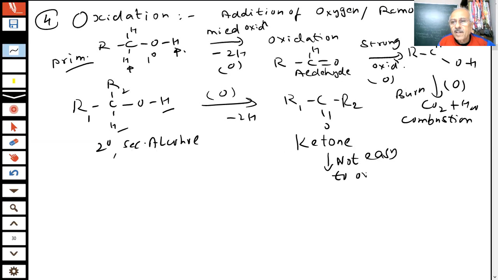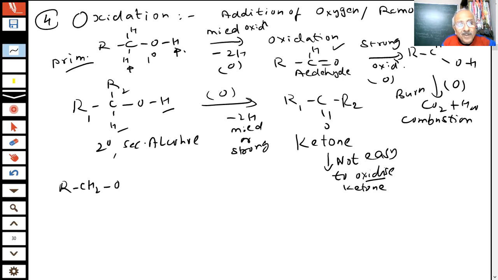to oxidize ketone. It is not easy to oxidize ketones to carboxylic acid. So this will stop here. Primary alcohols will go up to carboxylic acid. Aldehyde to carboxylic acid. Ketones you can use mild or strong, makes no difference. Mild or strong, what will be the product? Ketones. Noted point? Very important. When I say note down, 1 degree alcohol on oxidation can give you aldehyde, mild and strong. They will produce carboxylic acid.